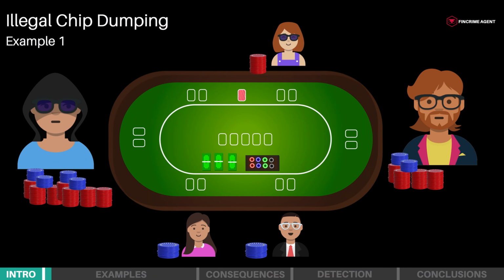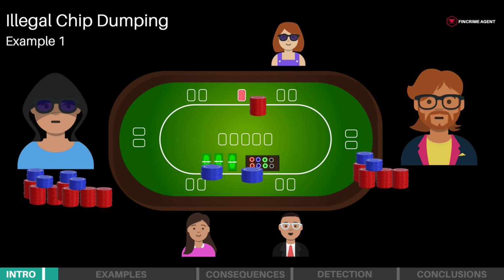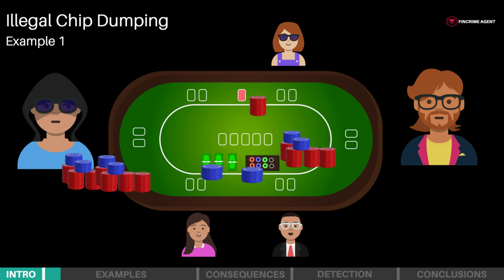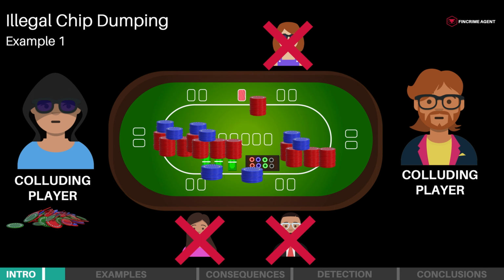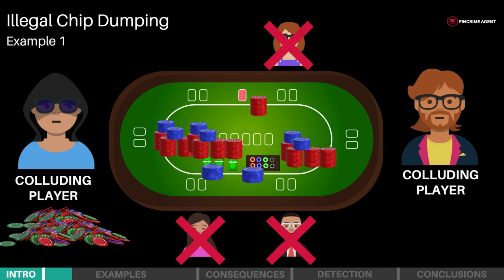For example, in a poker game, two players who are colluding may agree to bet heavily against each other, with one player intentionally losing their chips to the other. This allows the colluding players to transfer chips to each other without raising suspicions and can give them an unfair advantage over other players at the table.